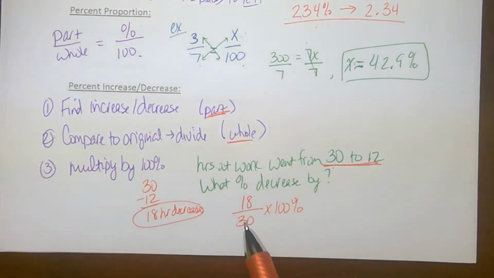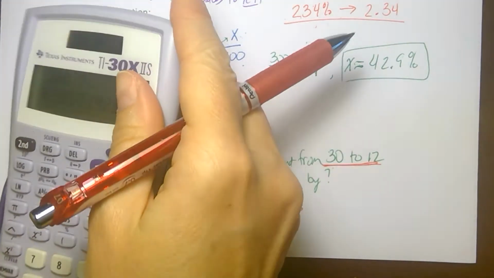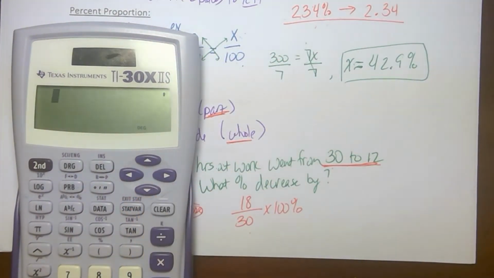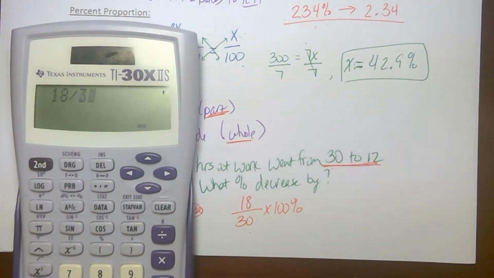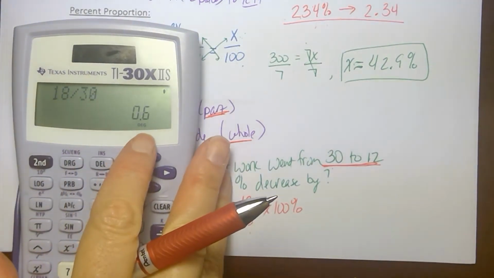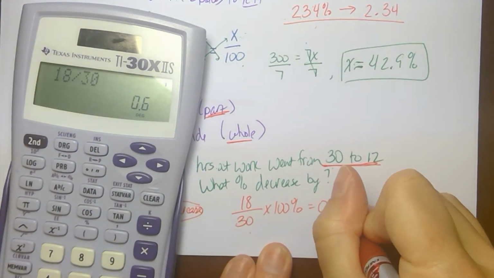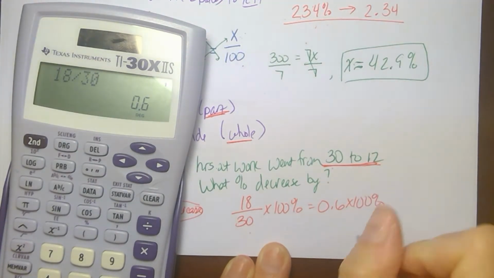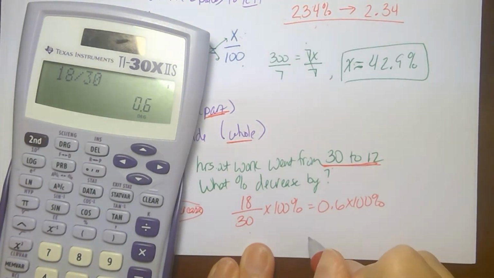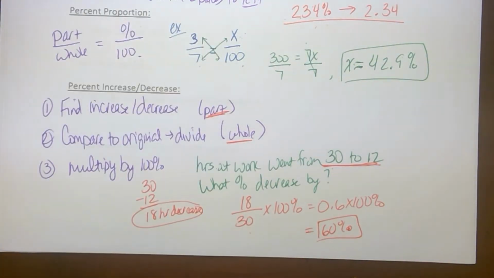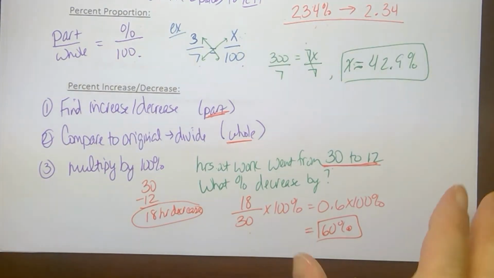So use your calculator to do 18 divided by 30. 18 divided by 30, and I get 0.6. So 0.6 times 100%. I take that 0.6, I change it to a percentage. That means I move the decimal 2 places, and I had a 60% decrease in my work hours. So that's a percent decrease problem.